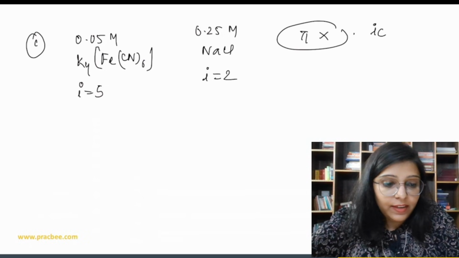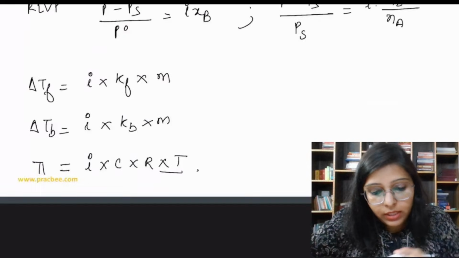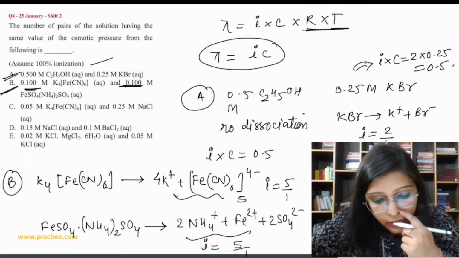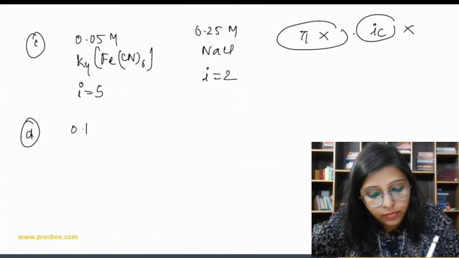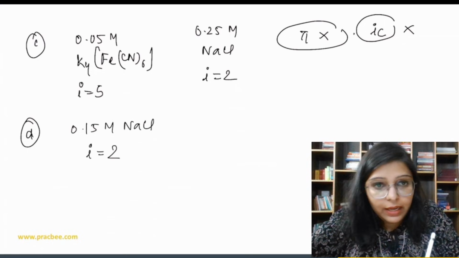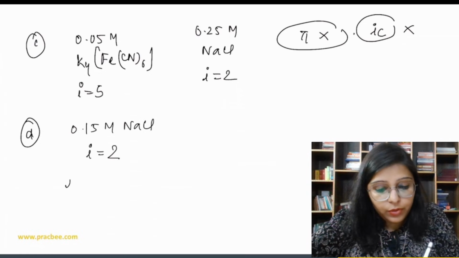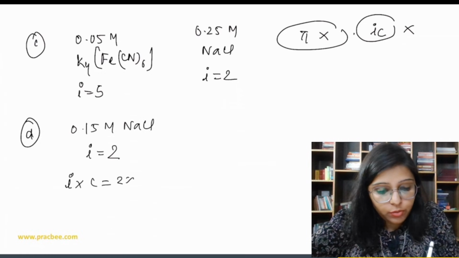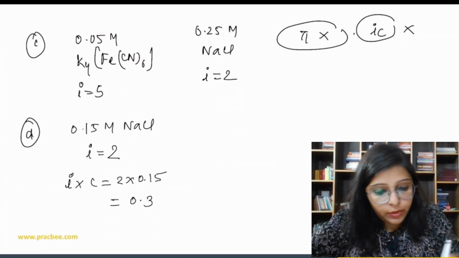Right? iC value cannot be the same. So no. Now D: 0.15 molar NaCl and 0.1 molar BaCl2. For 0.15 molar NaCl, the i value is 2, Na plus and Cl minus. So it gives 2 ions. So i into C is equal to 2 into 0.15, which is equal to 0.3.